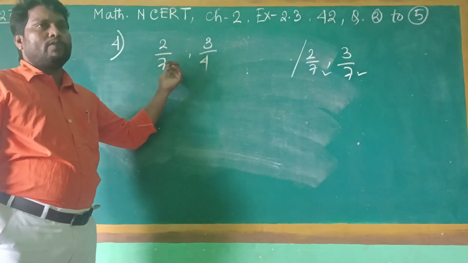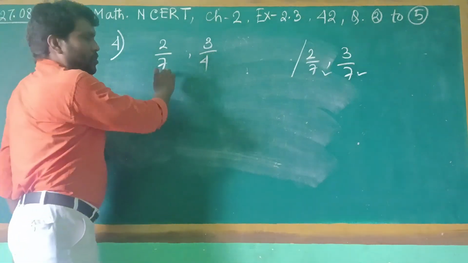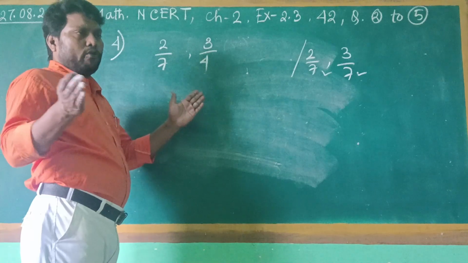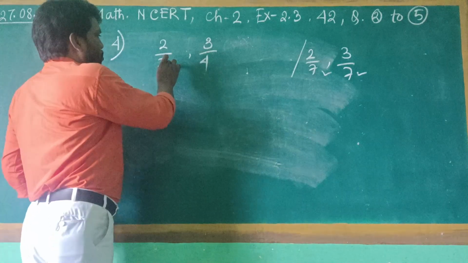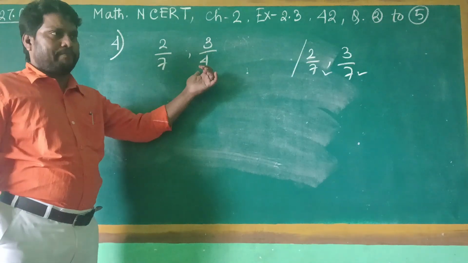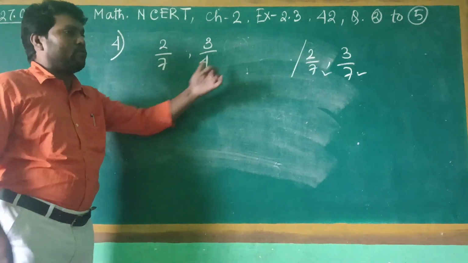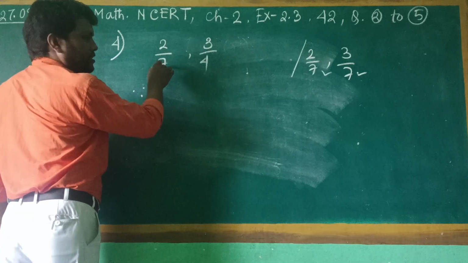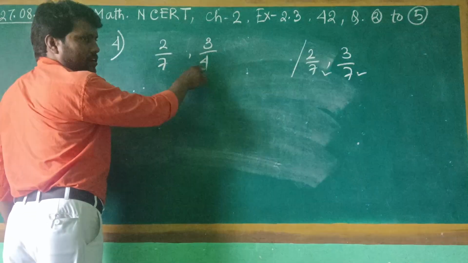You have to convert into a like fraction. To compare any fractions, their denominators should always be the same. So there is 7, there is 4. Now, how will you convert into like fractions? Suppose here is 7, there is 4.